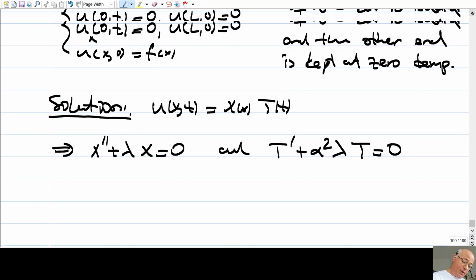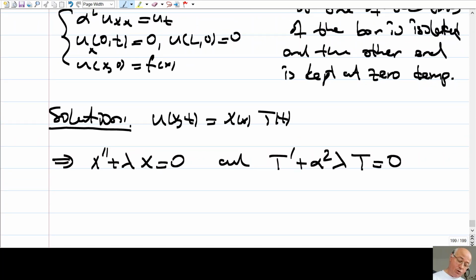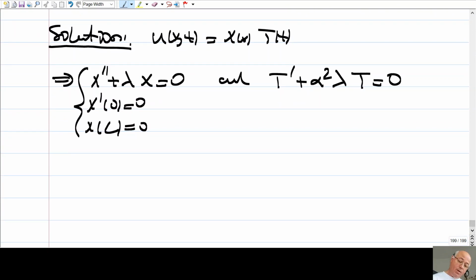And what about the boundary conditions? u_x would give us this. X prime 0 is equal to 0. And u(L) gives us this. So one condition is in terms of the derivative, but the other one is not. Okay, so I have this boundary value problem. How can we solve this? Well, we write down its characteristic equation as usual.